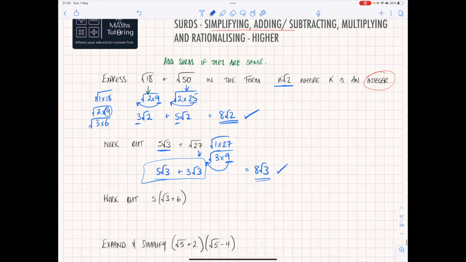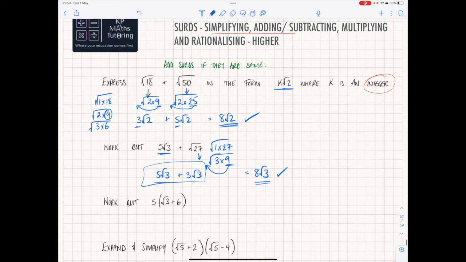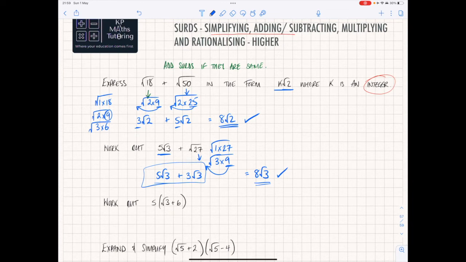That's your answer. Okay, so that's your adding and simplifying with surds. All that information I've just gone through is going to be really important. You need to make sure you're happy with it. So if there's anything you're not 100% sure on, go back and rewatch that part of the video before you move on to the next part here.